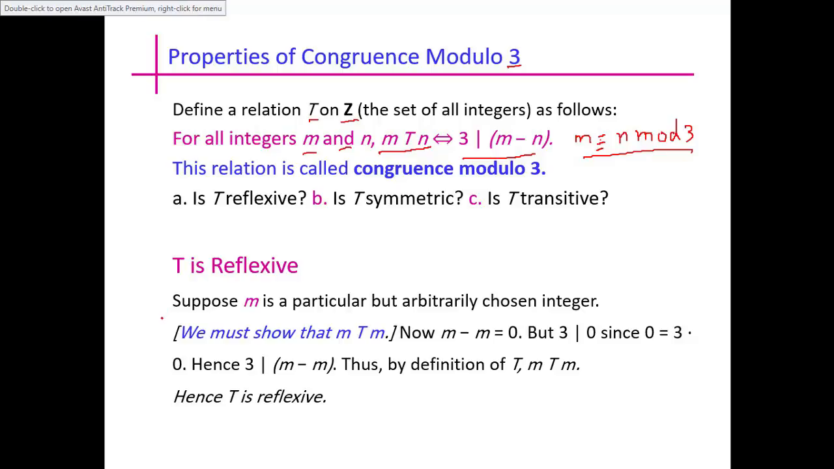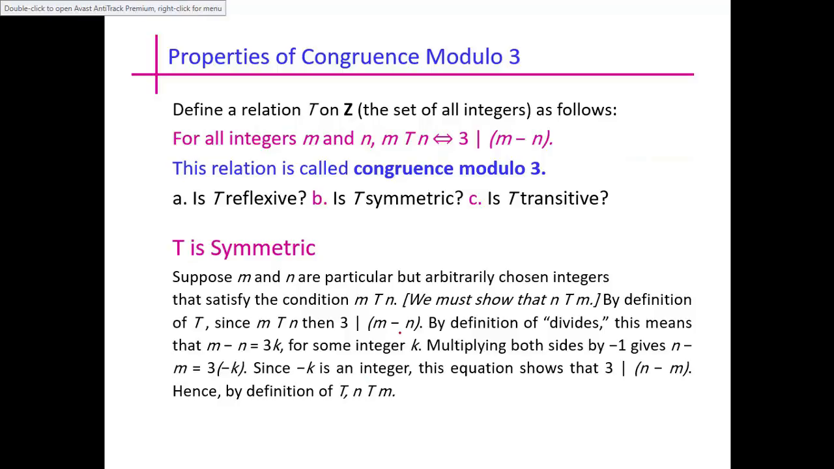So now for reflexiveness we choose an m, a particular but arbitrarily chosen integer. Now we see here that m minus m is equal to 0, and 3 divides 0. So we can say that 3 divides m minus m, and hence by the definition every such pair will be present in the relation. So this is a reflexive relation. So T is a reflexive relation.